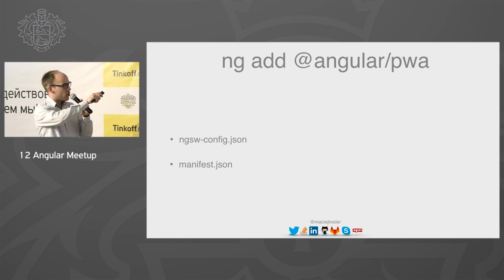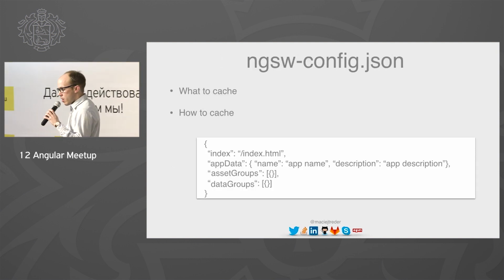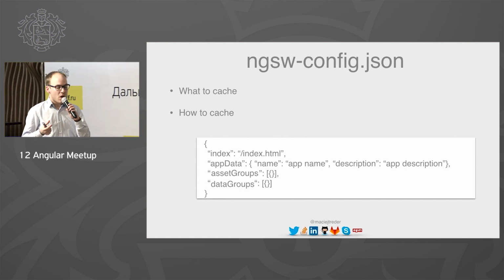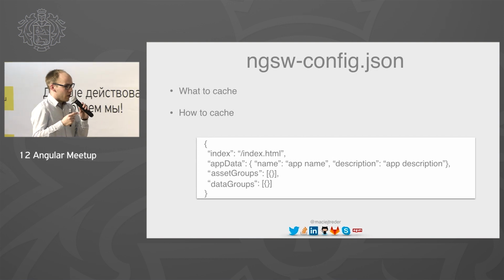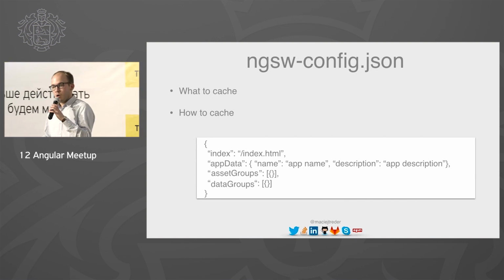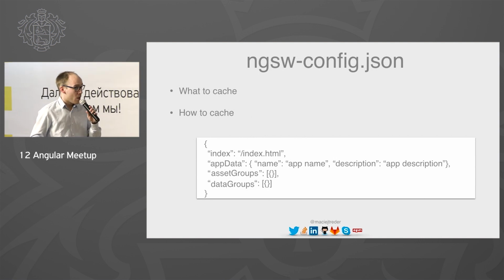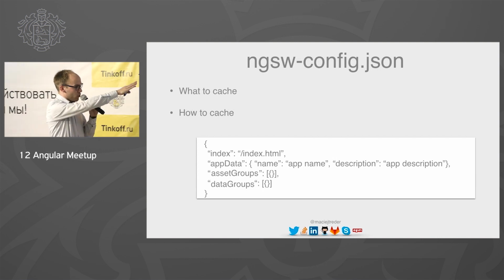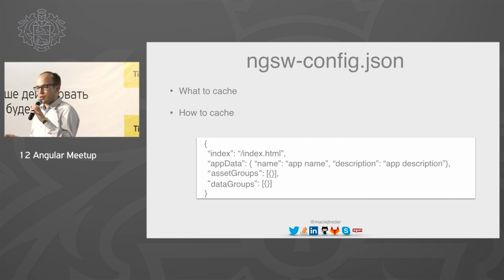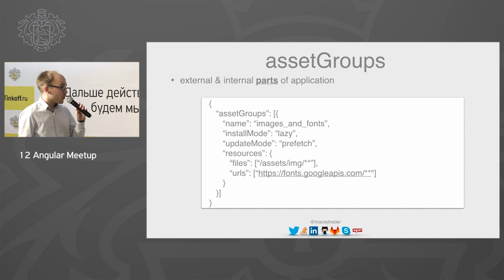Let's focus on ngsw-config, which is an entry point for an Angular builder, giving it information on how to build a service worker file for us. We are informing it what we want to cache in our application and how we want to cache that. Apart from that, there are just 2 holders for the index file and application data like name and description. Let's take a look at asset groups.